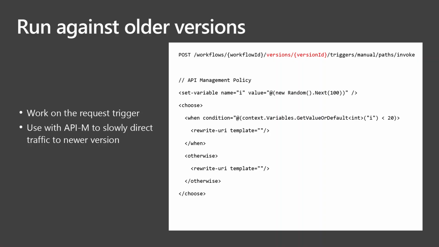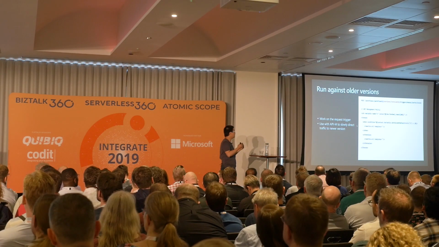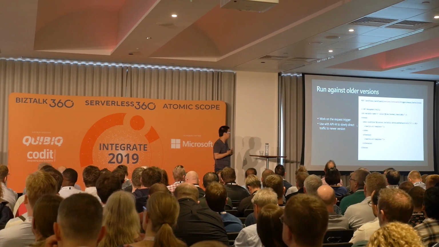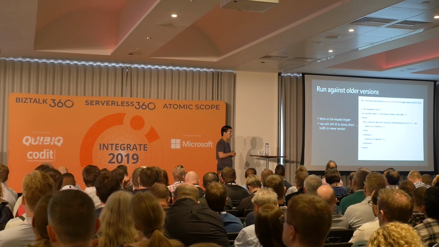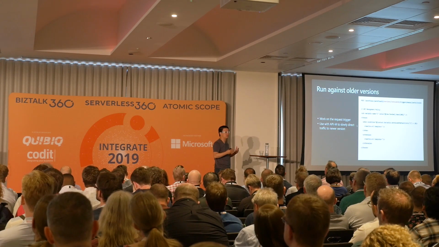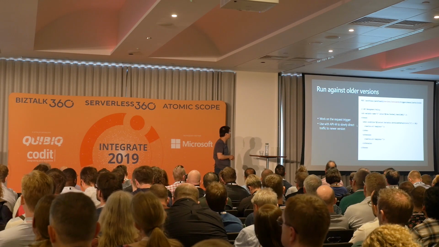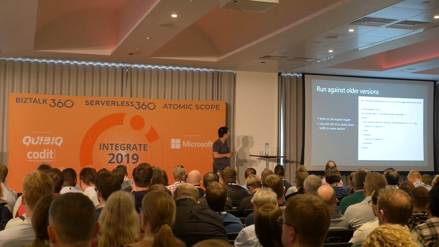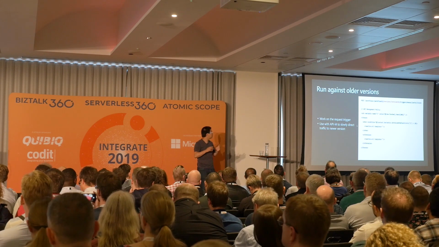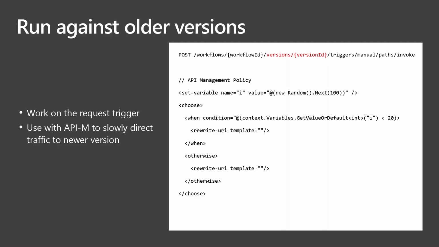Here I have some code that basically generates a random number between 1 and 100. And I say, oh, if it's less than 20, I'm going to go to one endpoint. Otherwise, I'm going to some other endpoint, right? So by leveraging API management policy, you can direct 20% of the traffic to the new endpoint, and you can leave the other 80% to the old implementation. And once that turns out to be working, you can change the ratio and eventually move all the traffic to the new one.